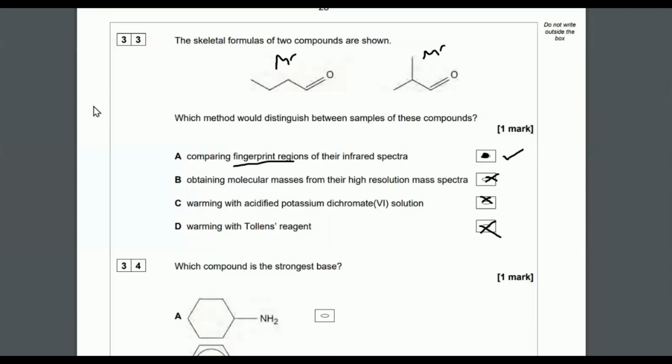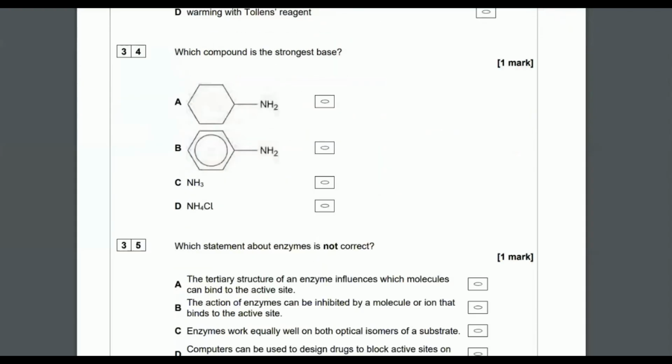Okay, what are we on? 34. Nearly there, folks. Which compound is the strongest base? So which of these compounds is the strongest base? What does a base want to do? That's what we have to ask ourselves. A base wants to accept protons, or hydrogen ions.